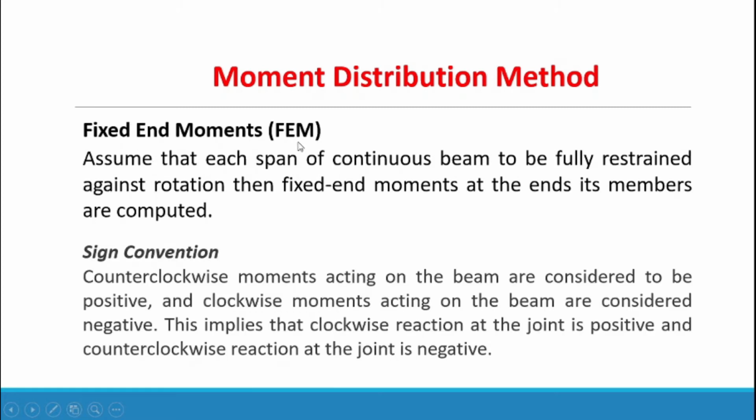Fixed end moments, or FEM. Assume that each span of the continuous beam is fully restrained against rotation. Then the fixed end moments at the ends of its members are computed. For the sign convention, counterclockwise moments acting on the beam are considered positive, and clockwise moments acting on the beam are considered negative. This implies that a clockwise reaction at the joint is positive and a counterclockwise reaction at the joint is negative.